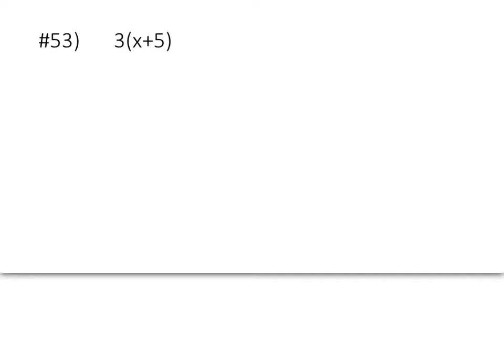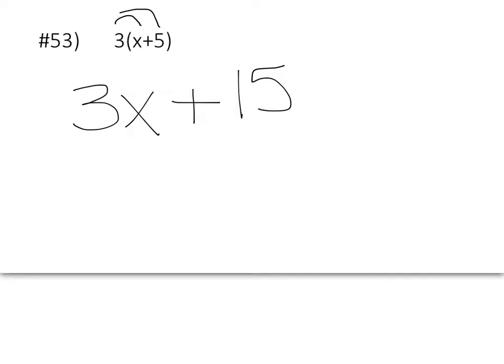Alright, we are distributing here. So all we're going to do is distribute the 3 to both pieces. Remember, if you don't have enough candy for everyone, you cannot give it to anyone. So the 3 has to go to both pieces. 3 goes to x. The operation is multiplication, so it's 3 times x and then 3 times 5. So you get 3x plus 15.